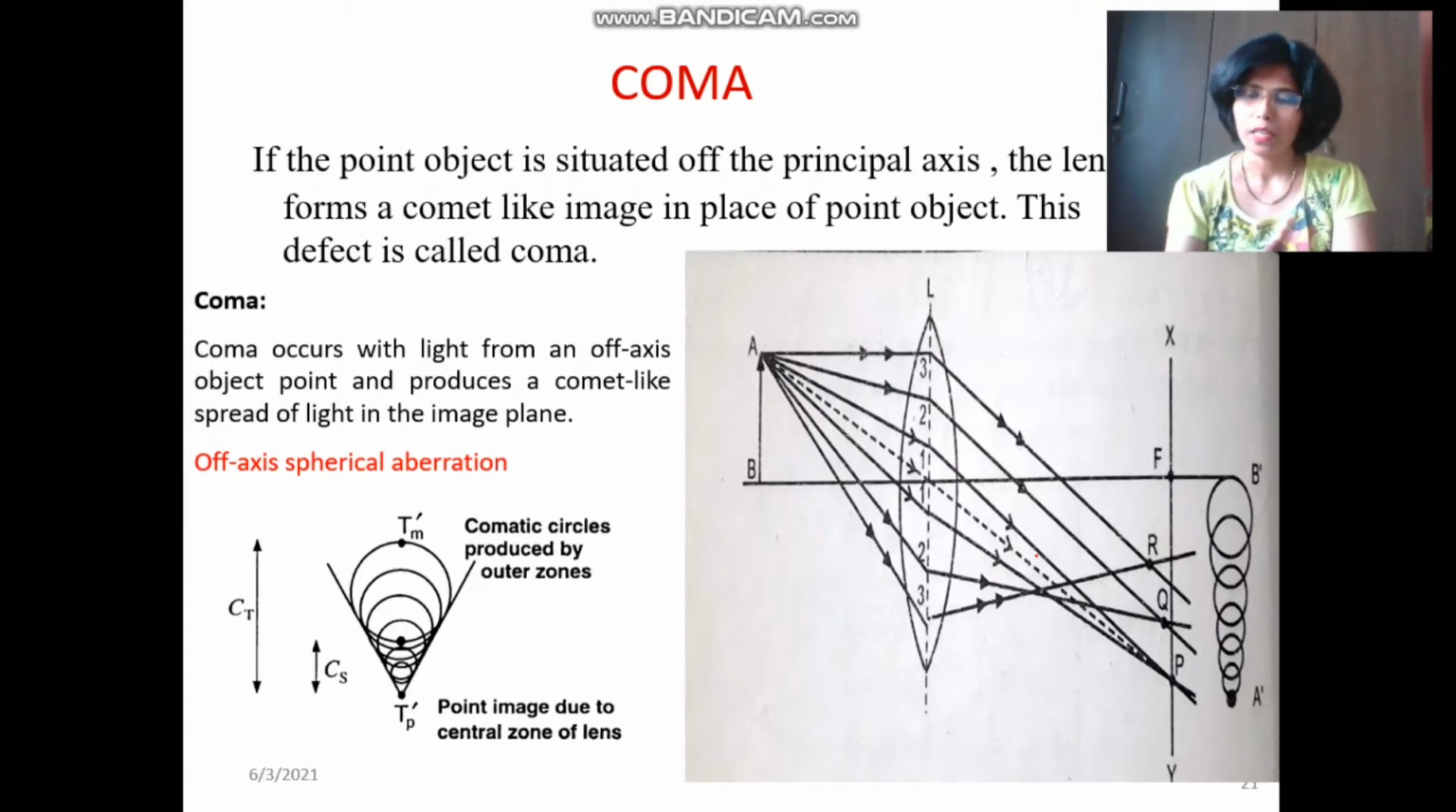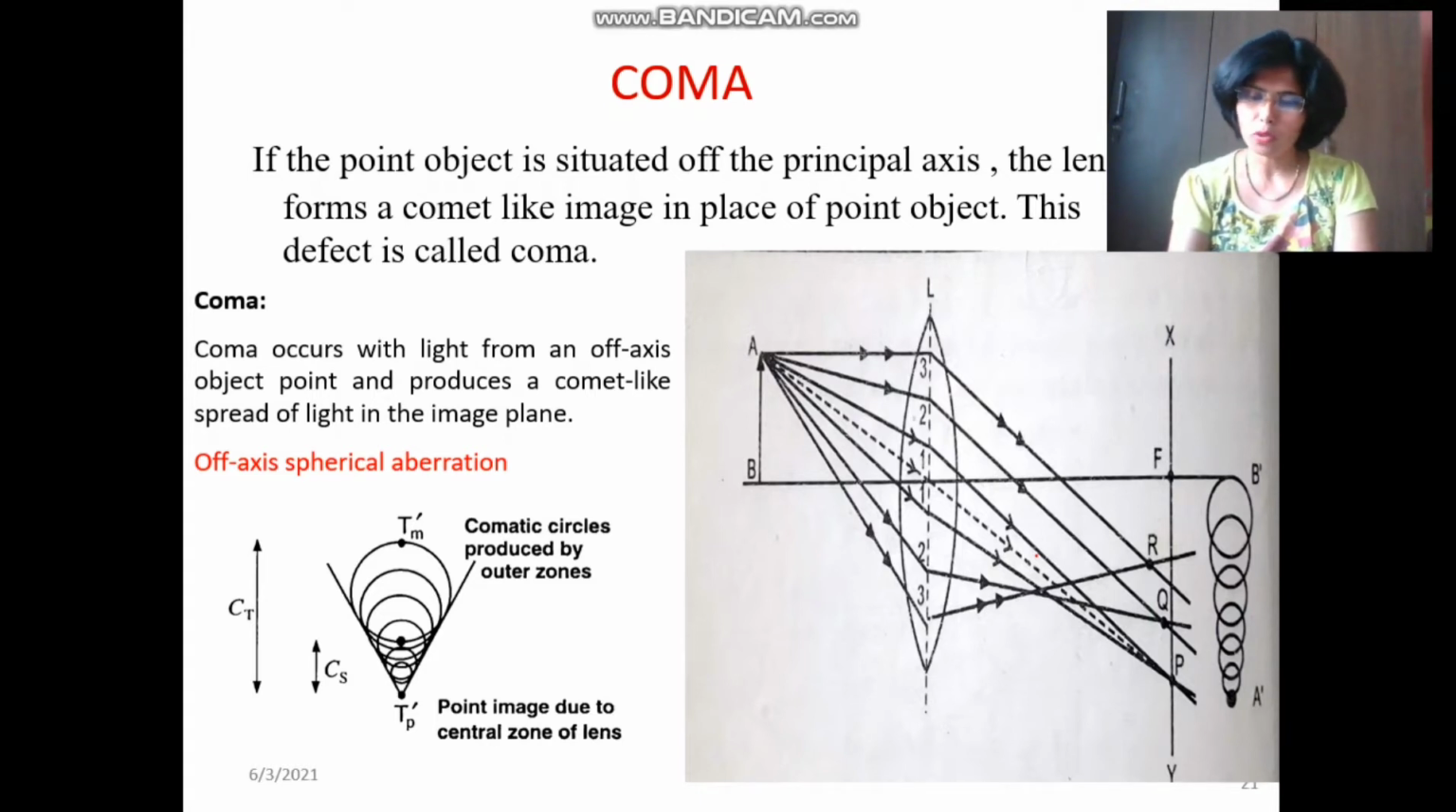In order to understand the aberration produced by the lens, consider the rays of light originating from this point A and passing through the various zones, that is 1 1, 2 2, 3 3, etc. of the lens. Now the rays of light originating from point A and passing through the zone limited by the rays 1 1, in this figure we can see, meet the screen XY at point P. The screen XY is placed perpendicular to the axis of the lens and at that position where the central rays come to focus.